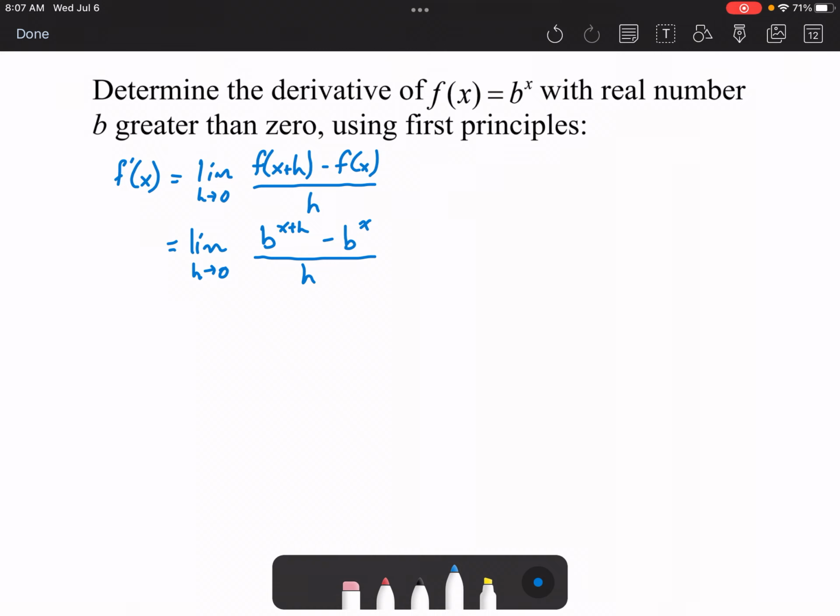Now please remember, if you have something like b to the x, and you multiply it by b to the h, that's equal to b to the x plus h, because you can add the exponents because the bases are the same. So we can continue with this expansion in this format.